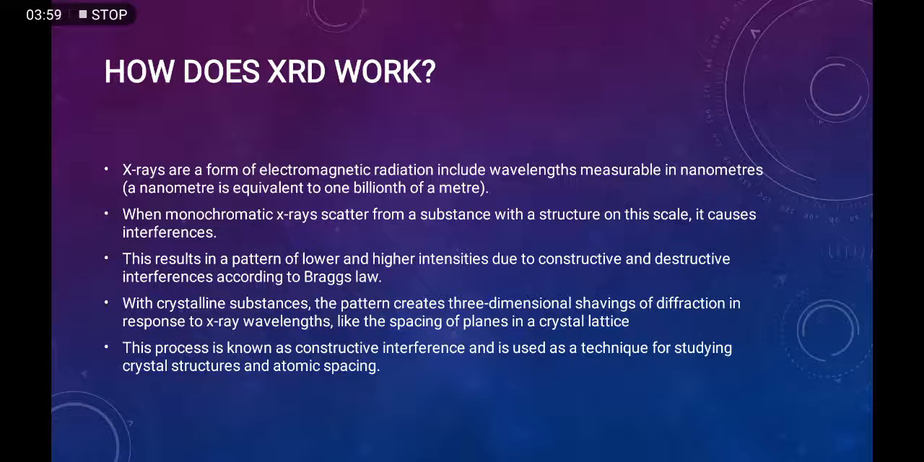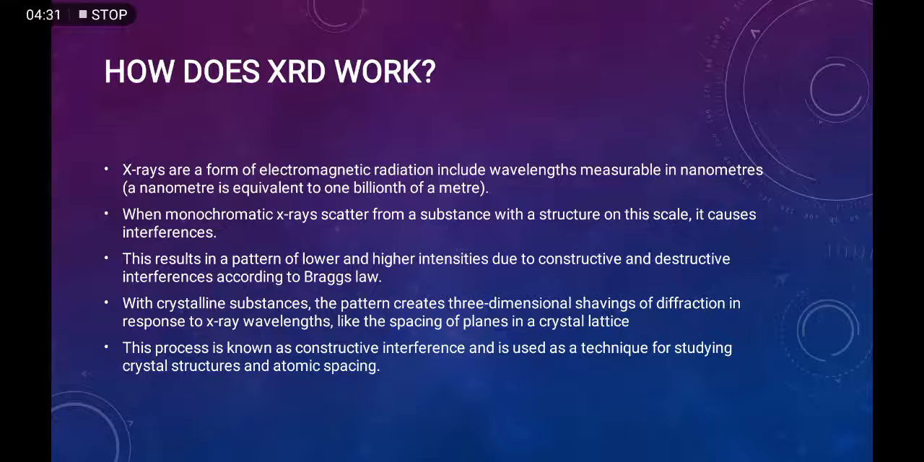How does XRD work? X-rays are a form of electromagnetic radiation that include wavelengths measurable in nanometers. A nanometer is equivalent to one billionth of a meter. Crystals are regular arrays of atoms. Whilst X-rays can be considered as waves of electromagnetic radiation, crystal atoms scatter incident X-rays, primarily through interaction with the atom's electrons. This phenomenon is known as elastic scattering. The electron is known as the scatterer.